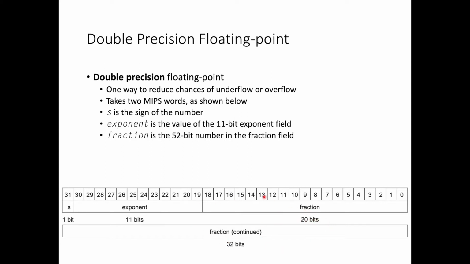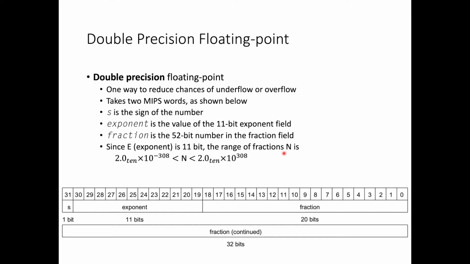Since we change the size of each component, the range of this double precision floating point changes to that. So the smallest number that can be represented in this format is 2.0 times 10 to the power negative 308, and the biggest number that can be represented in this format is this.